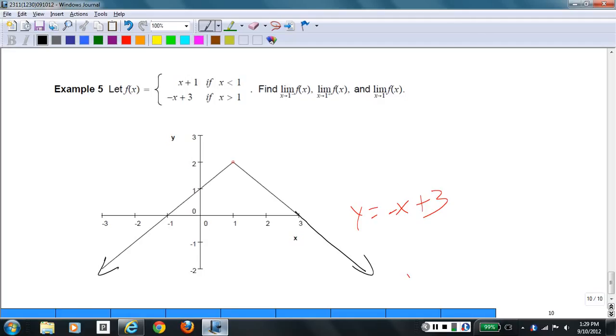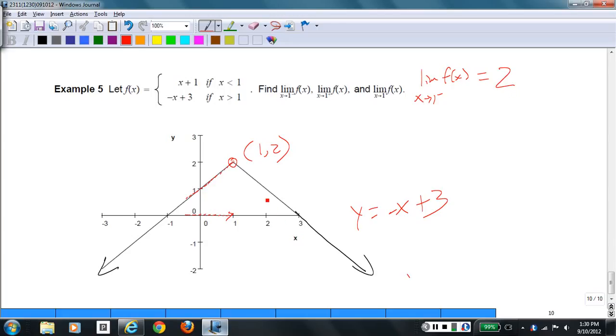As x gets close to 1 from the left, so we approach 1 from the left, the graph itself is approaching the point 1, 2. So the limit of f of x as x approaches 1 from the left equals what? 2. Well, it's the y coordinate there too.